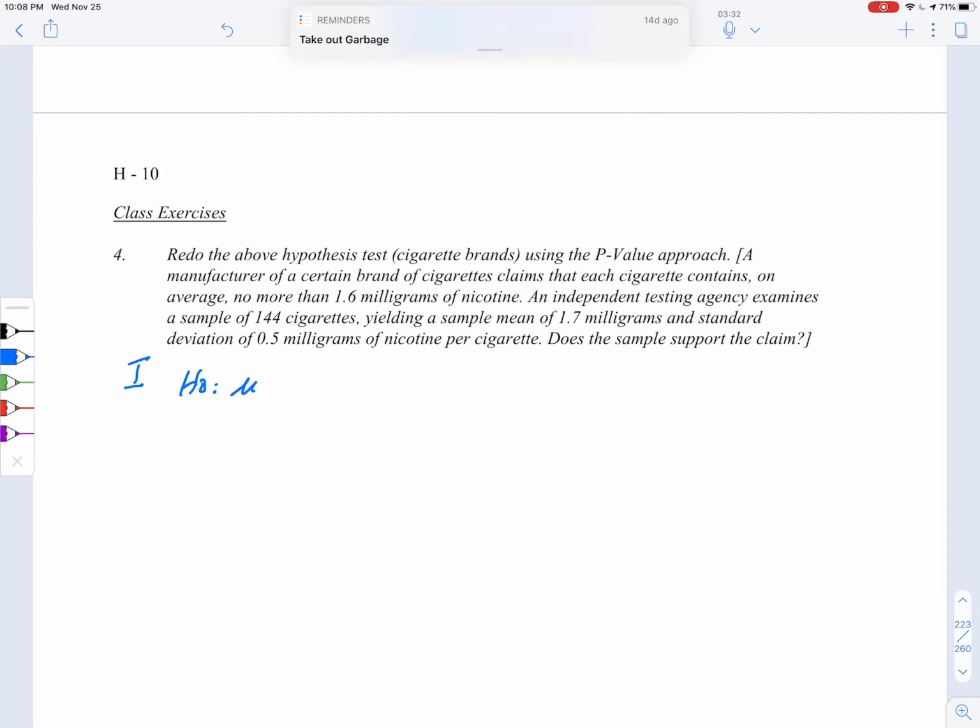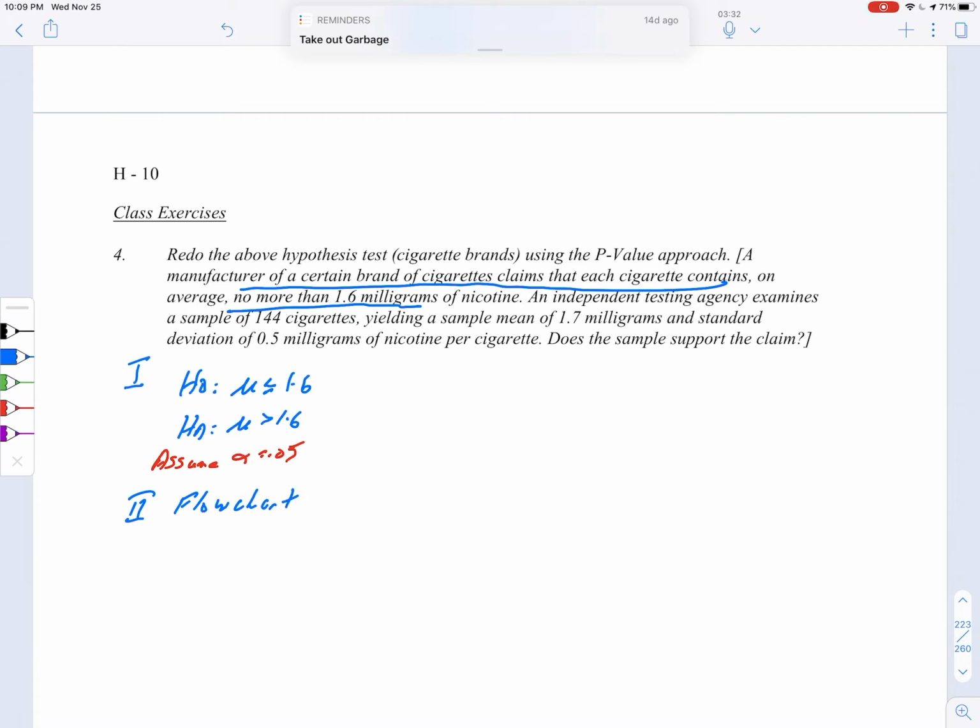So the cigarette example here, step number 1 is we had that mu is less than or equal to 1.6. That's the standard, no more than 1.6 milligrams of nicotine. That's the standard they need to meet. HA is that mu is greater than 1.6. There's nothing here that says anything about what the level of alpha is, so we will assume an alpha equal to 0.05.